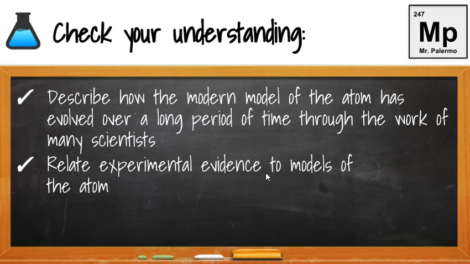So let's check your understanding. Can you describe the modern model of the atom and how it evolved over time through the work of many scientists? And can you relate experimental evidence to the models of the atom?